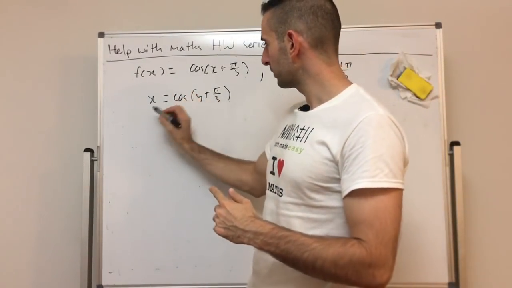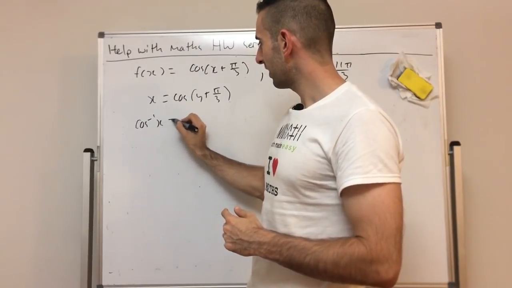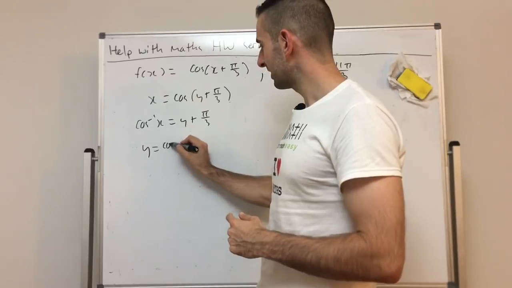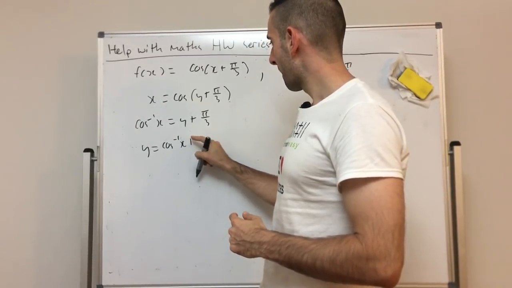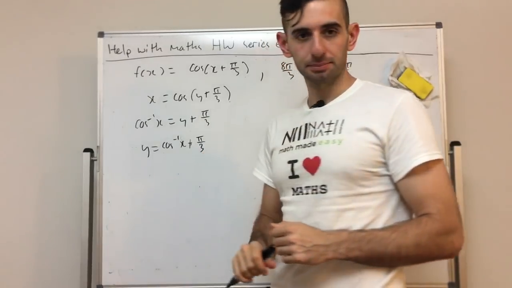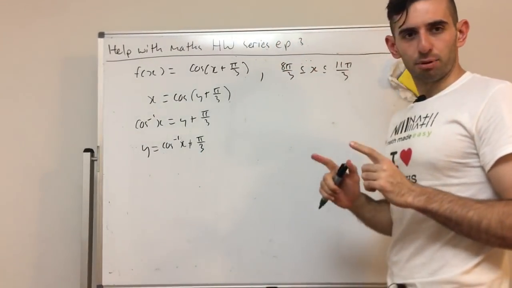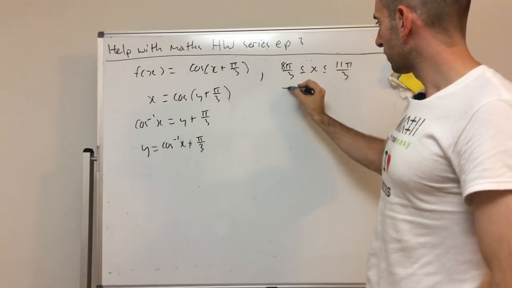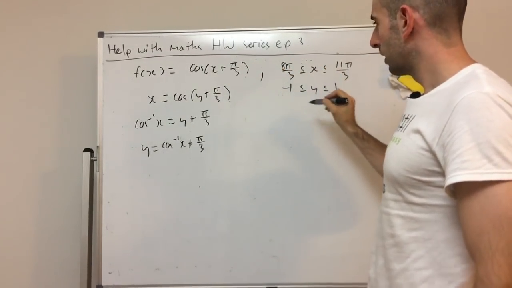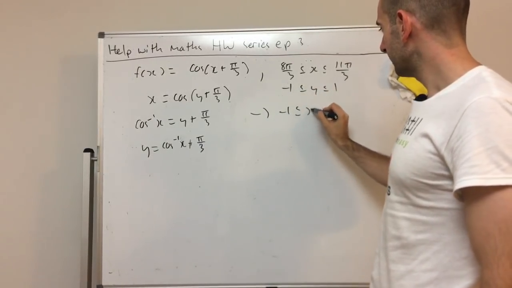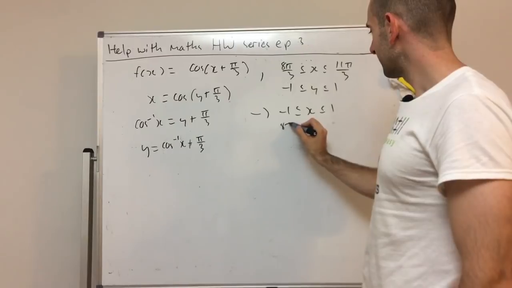So to get rid of the cos, we cos inverse both sides. And then we get y equals cos inverse x minus pi on 3. Now there's a problem here, because if we look here, this is the domain for that and this is the range. But for the inverse, it swaps. So now this is the domain and this is the range.